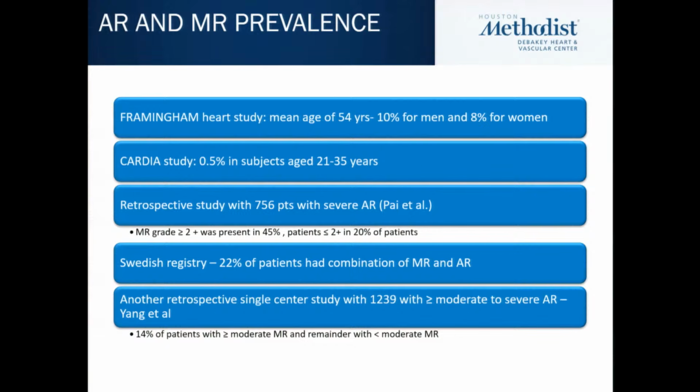There was a retrospective study with 756 patients done in 2010. And in these patients with severe AR, 3 plus MR was seen in 12%, but more than 2 plus was seen in 45%. In a Swedish registry, which was again done in 2010, 22% of patients had combined AR and MR. Another recent retrospective single center study from the Mayo Clinic with 1,239 patients with moderate to severe AR, the prevalence of greater than or equal to moderate MR was 14%.